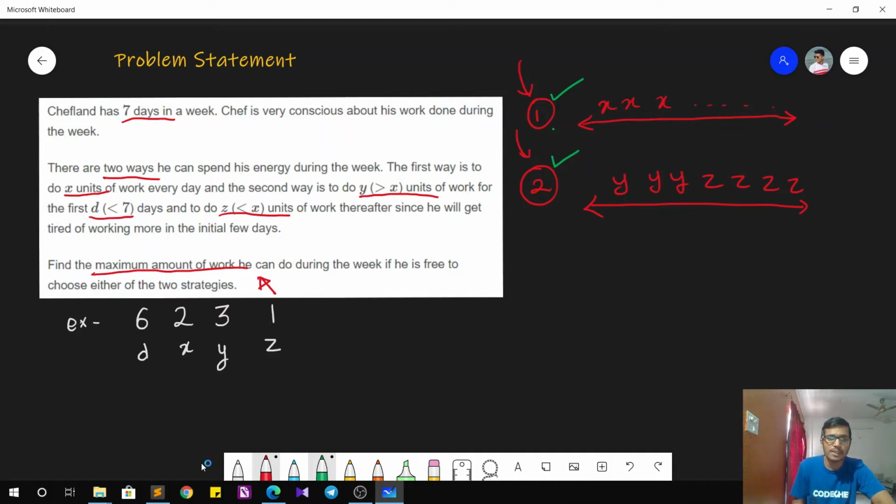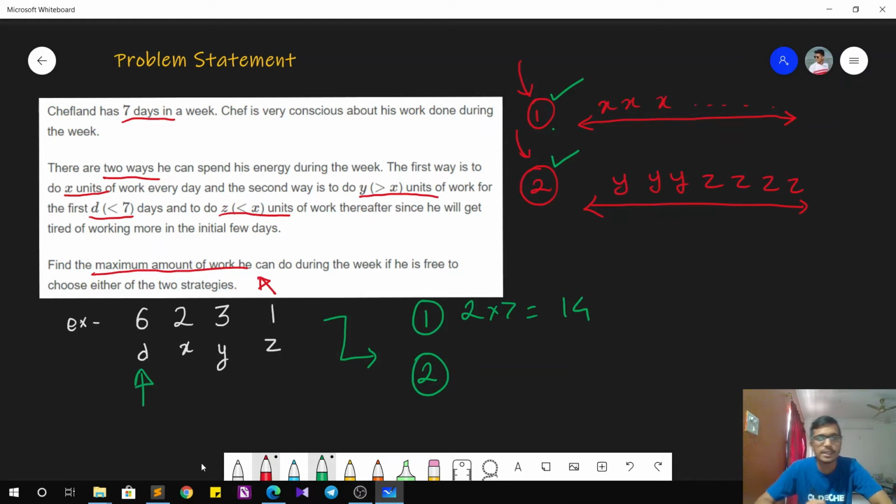So I have a small example here. The example is that the value of D is 6, X is 2, Y is 3 and Z is 1. So if we use the first strategy, then what will be the amount of work done? We have total 7 days and each day we are doing X units of work. So 2 into 7, that is 14.